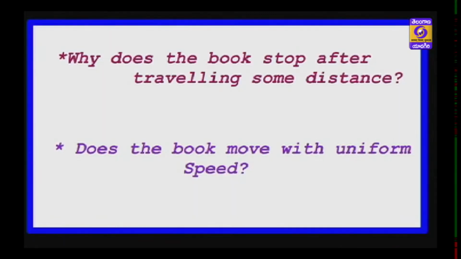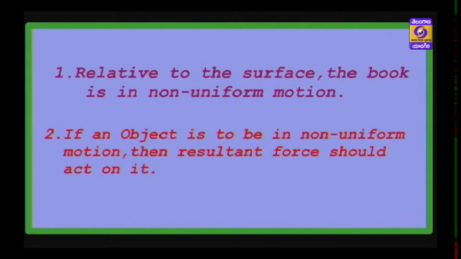Now, why does the book stop after travelling some distance? Does the book move with uniform speed? Think and discuss. Children, relative to the surface, the book is in non-uniform motion. If an object is to be in non-uniform motion, then resultant force should act on it.